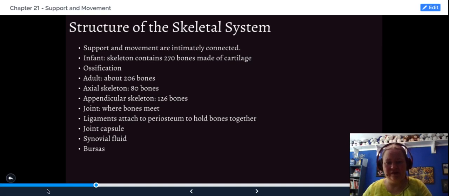Ligaments attach to hold bones together. So a ligament attaches a bone to a bone, okay? And in between the bones, there's connective tissue called the joint capsule that covers the end of bones to form the joint.